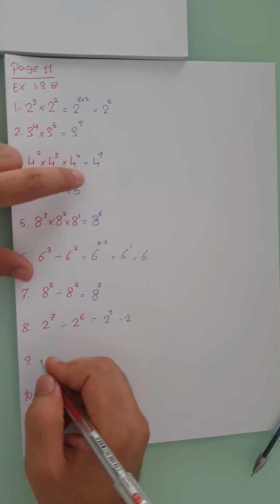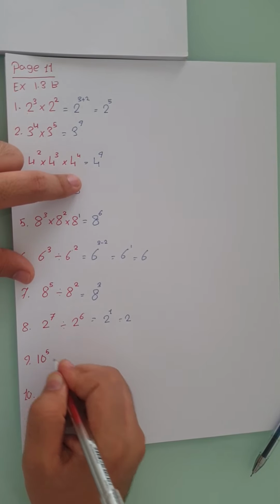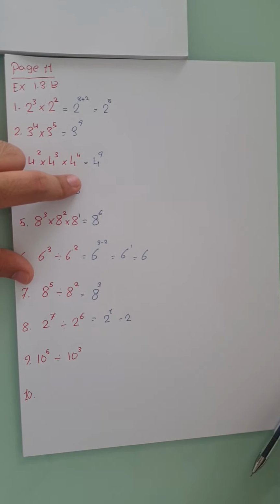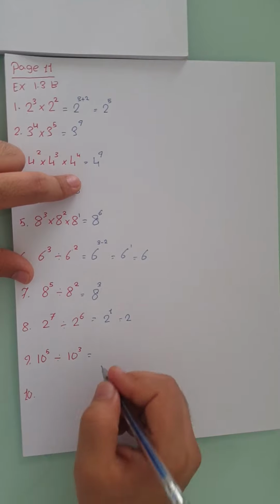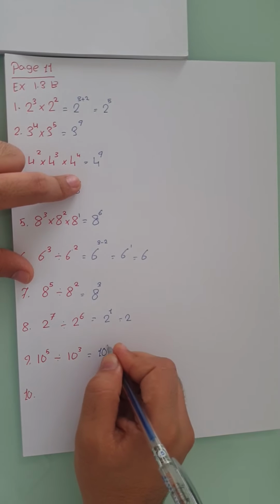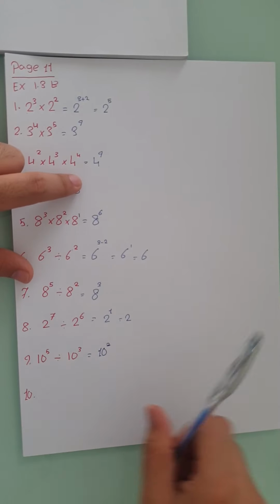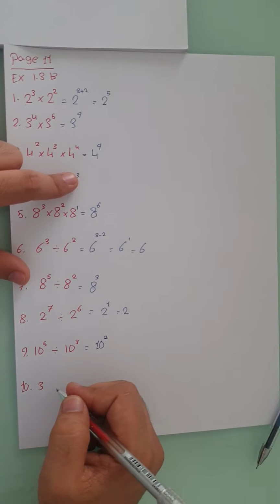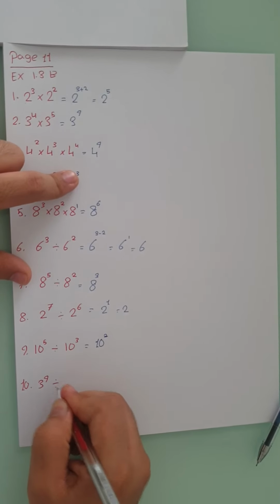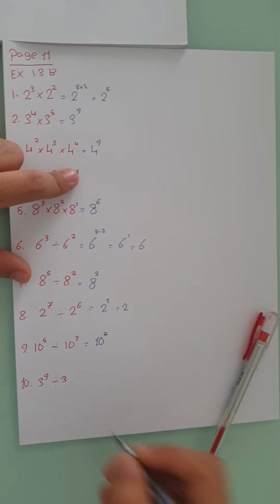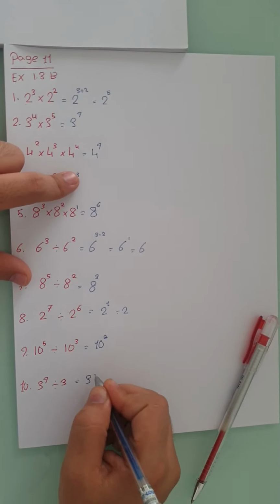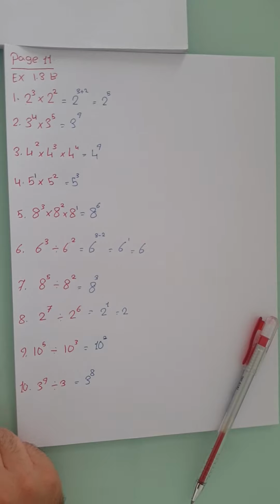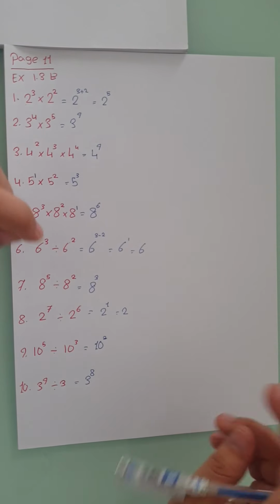Okay, question number 9. 10 to the power of 5 divided by 10 to the power of 3. So easily 5 minus 3 is how much? 2. So 10 to the power of 2. Okay, last question. 3 to the power of 9 divided by 3. This is going to equal 3 to the power of 8. Okay, because 9 minus 1 is 8. Alright, so this is all for exercise 1.3b.